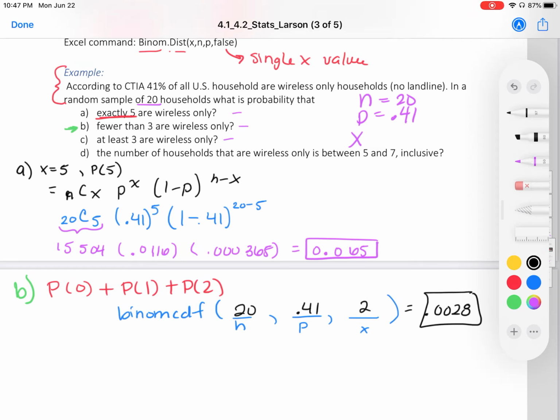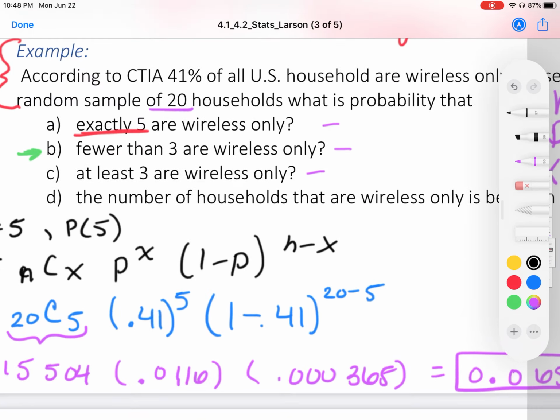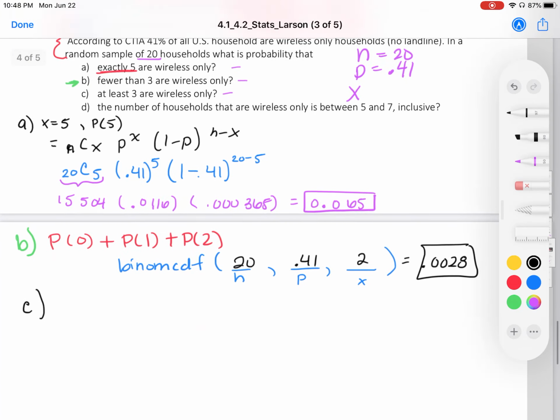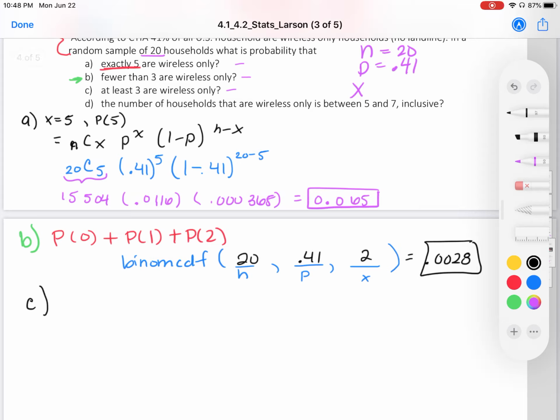All right. I know it's hard to follow since I'm just writing commands, but what I really want to focus on is this wording. This fewer than, at least, is very confusing to some. If it's not to you, then forget I mentioned that phrase. All right, C. At least 3 are wireless only.